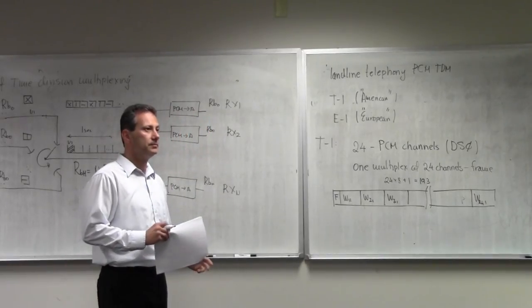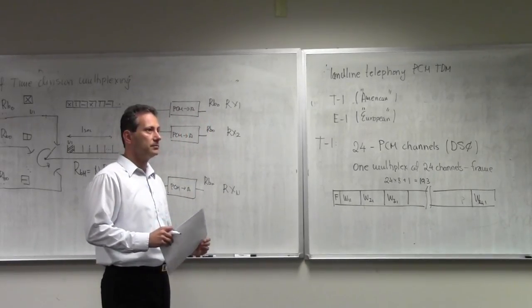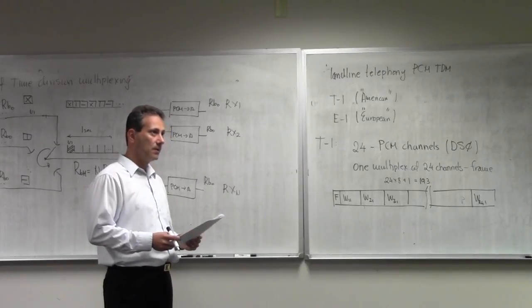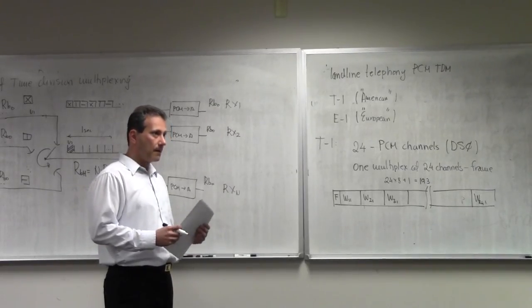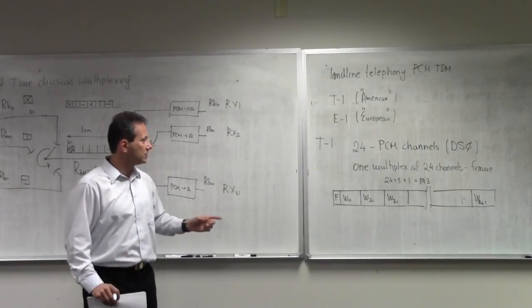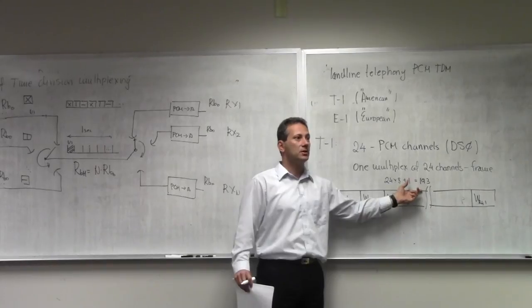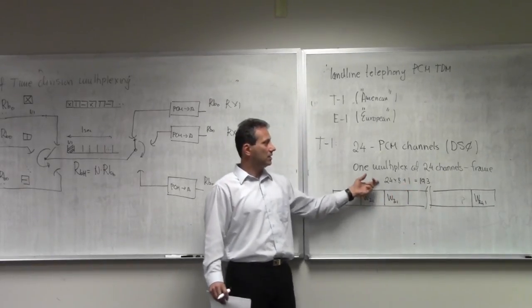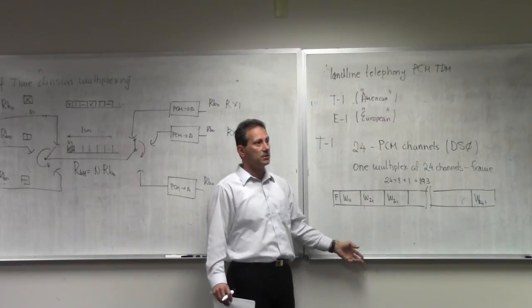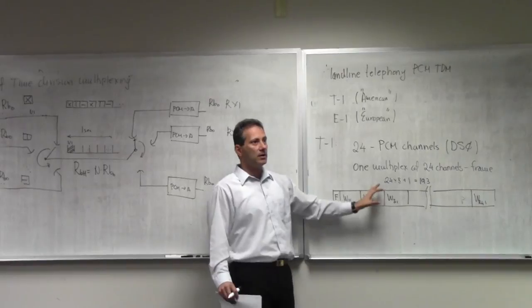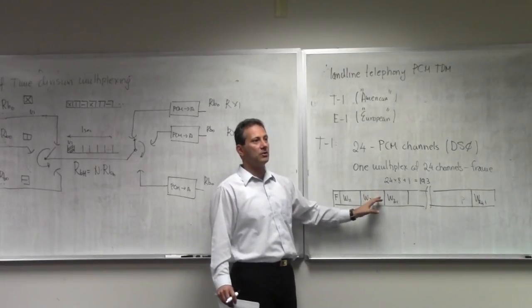Isn't the sync supposed to be bigger than one bit? It's like eight bits. Because if it's one, how does it know if it's different than the bit from the word 1-1? Exactly. If you look at just 193 bits, you might be confused, right? But if you look at, let's say, several of these frames, you know. If I look at just one frame, any bit is 1 or 0.